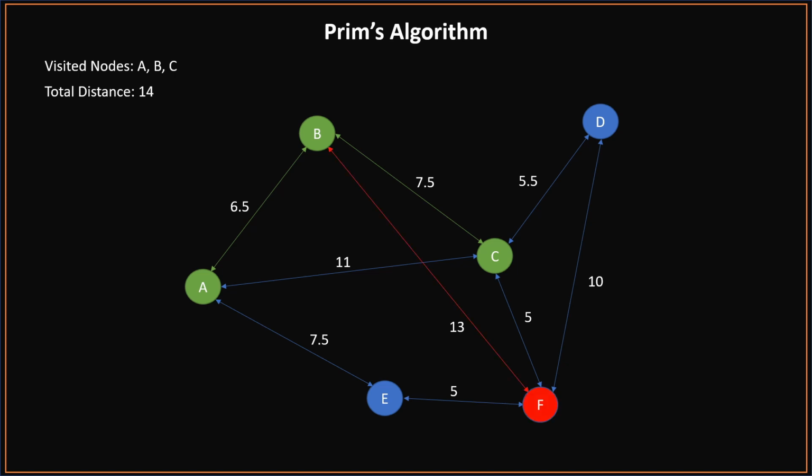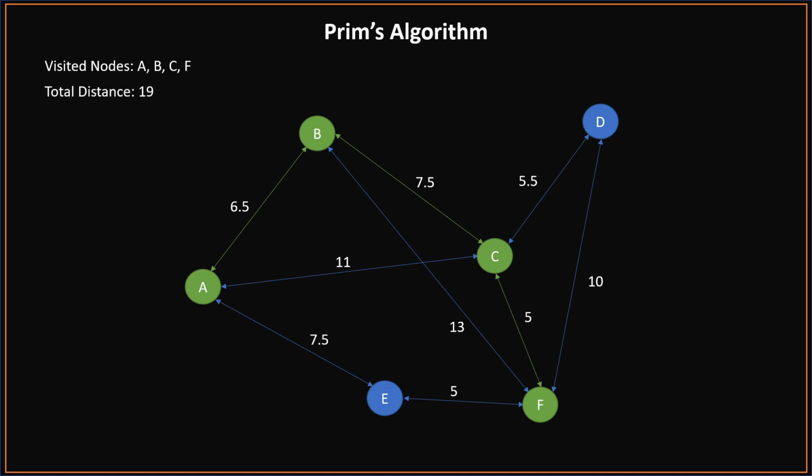We can see that B is connected to F, C is connected to D, A is connected to E, and F is connected to C. You might have noticed that A and C have not been highlighted, and that is because both A and C are visited. We choose C and F because that is the minimum distance.